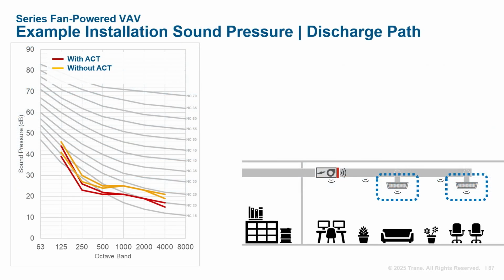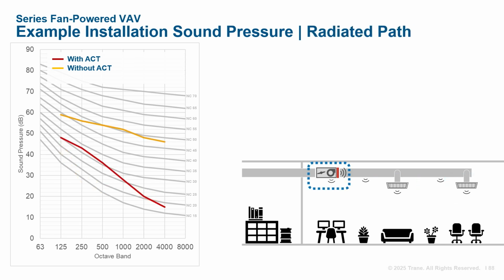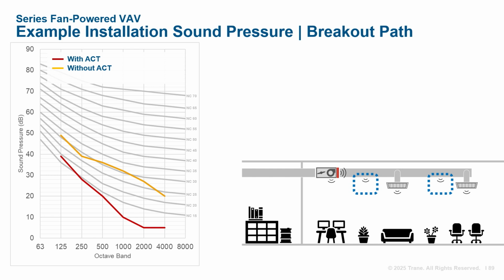First, let's look at the discharge of the two diffusers. The two red lines represent the two diffusers installed with acoustical ceiling tiles, while the data in orange shows the system without tiles. There's a slight difference. The system without tiles is a little louder because there's less absorption in the space. And here's the radiated noise from the terminal box into the space. The system without acoustical ceiling tiles in orange has a much higher sound pressure because there's nothing to attenuate this radiated sound. And duct breakout is attenuated well by the acoustical ceiling tiles.